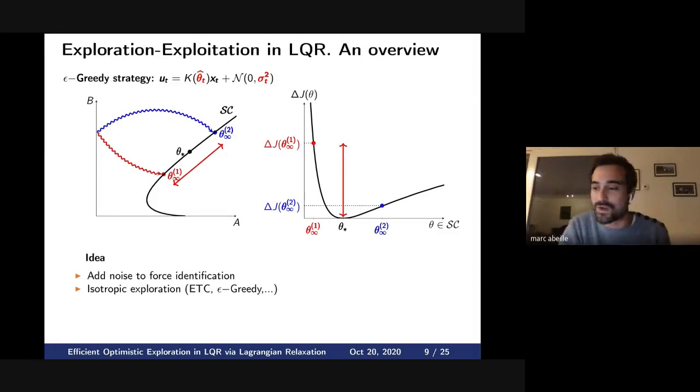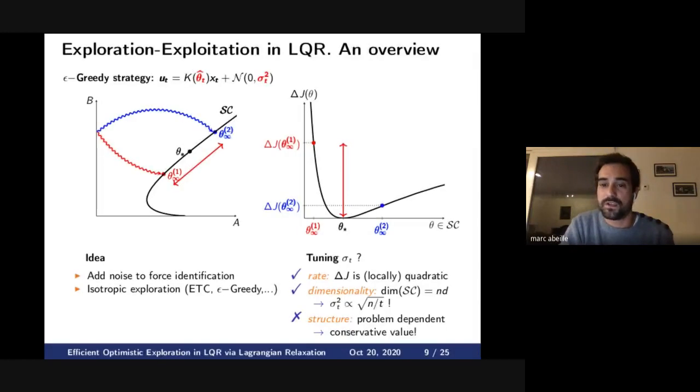So the remaining question is how should we tune the variance of the noise? So how should we tune the isotropic exploration? And we can do so by leveraging the properties of the suboptimality function. Noticing that the suboptimality function delta G is locally quadratic, it suggests imposing a variance of square root of T to the power of minus one half for the noise, to get the optimal trade-off.